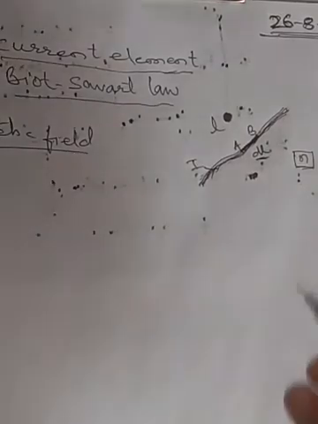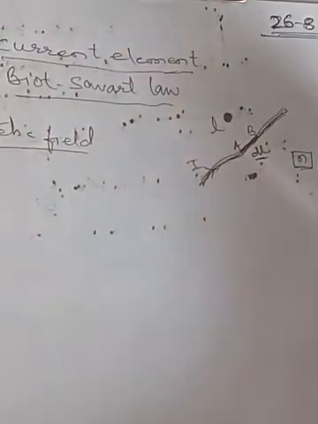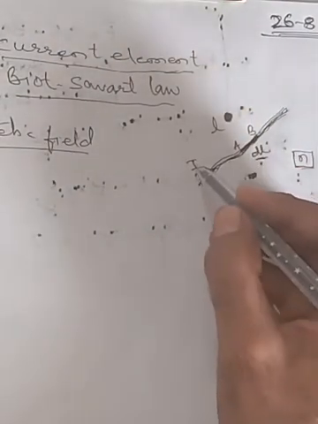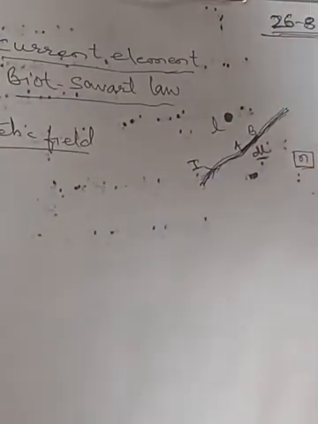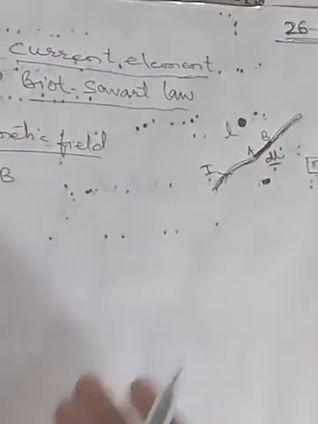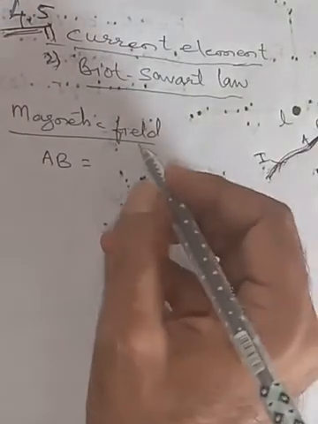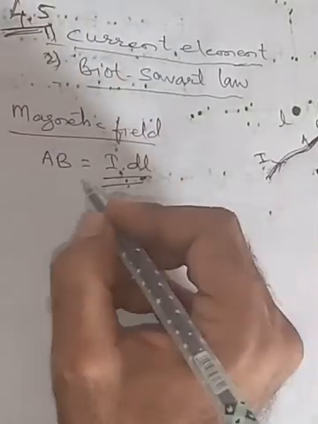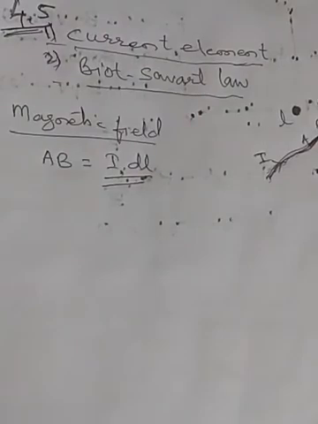अभी current element क्या है? It is a small element of length dl. This dl element will carry the same amount of current I which is flowing through the whole wire. So if I consider AB as the current element, then the current element AB is represented by I into dl, because I is the current flowing through the whole wire. dl is what?